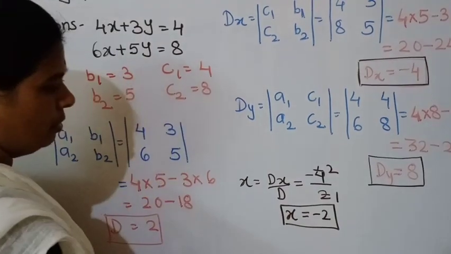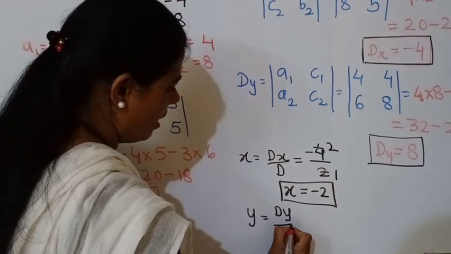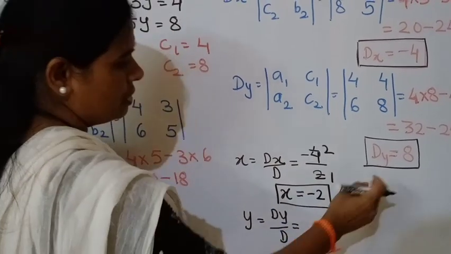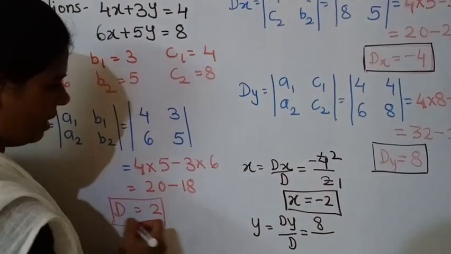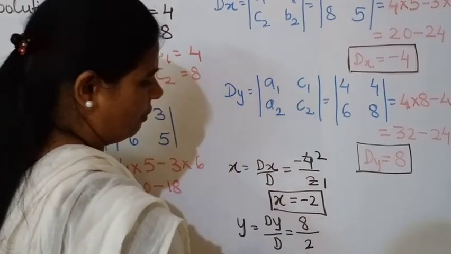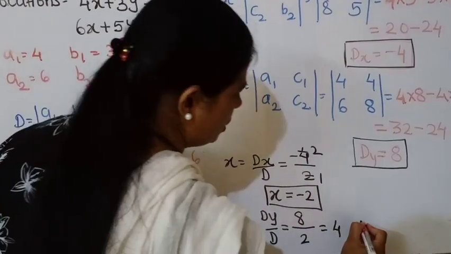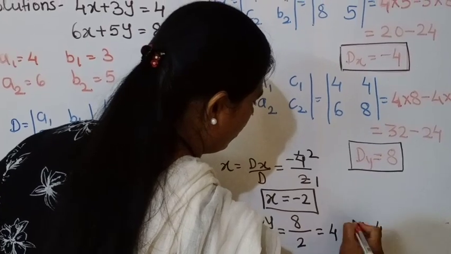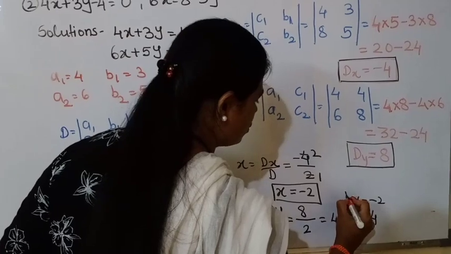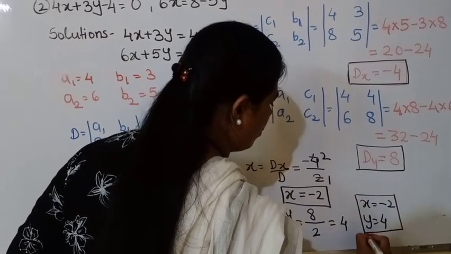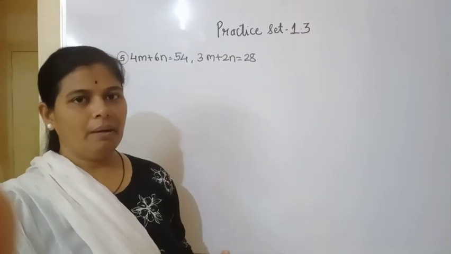Now we have to find the value of y. y equal to dy upon d. What is the value of dy? 8. And what is the value of d? 2. So 8 divided by 2 is 4. So the value of y is 4. So y equal to 4 and x equal to minus 2. This is the solution of the given equations. We completed example number 2.